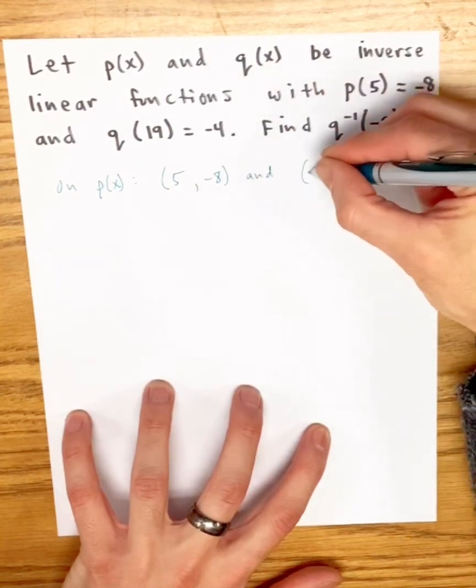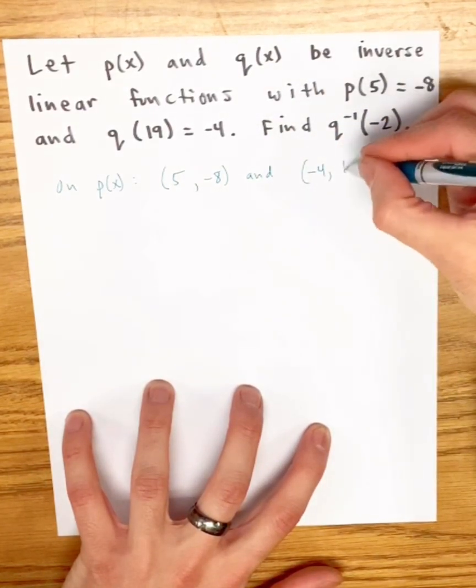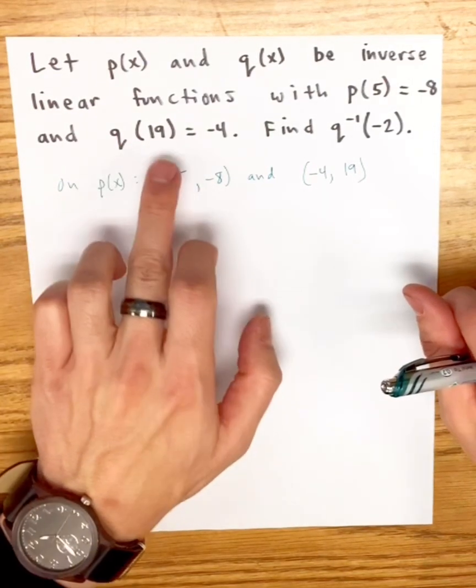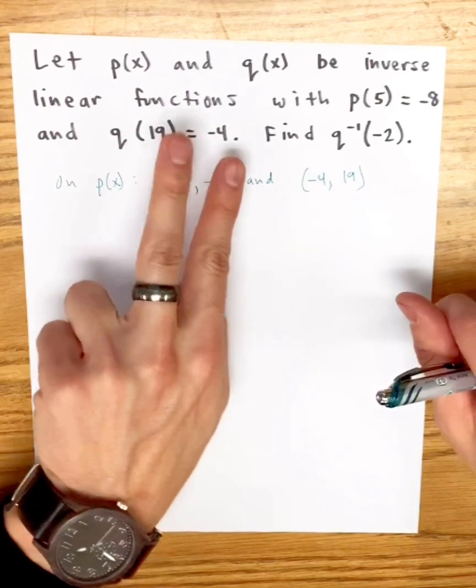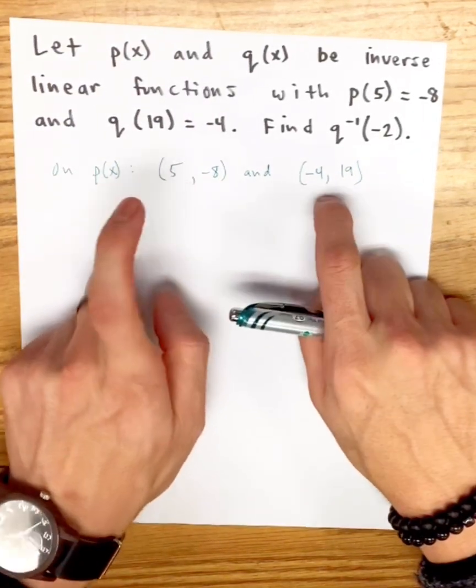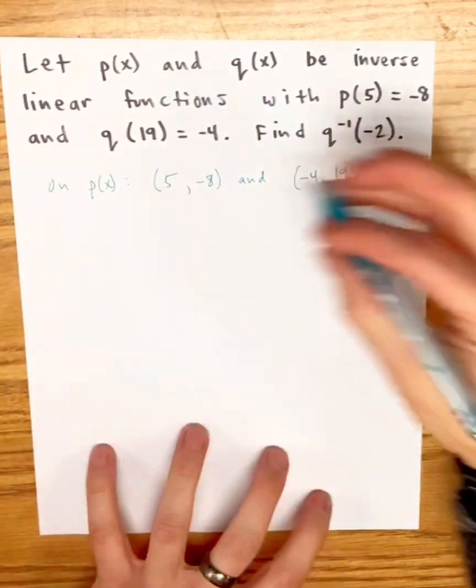Another one would be this one, check it out. -4, 19, right? Because Q and P are inverses. So if that is on Q, then the backwards version of that is going to be on P. So I have 2 points here. Let's find the slope.